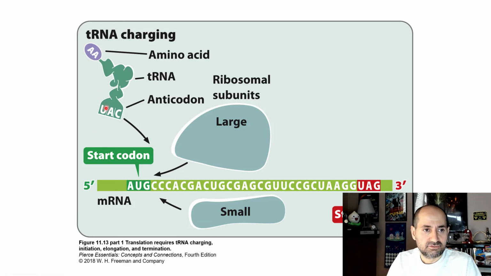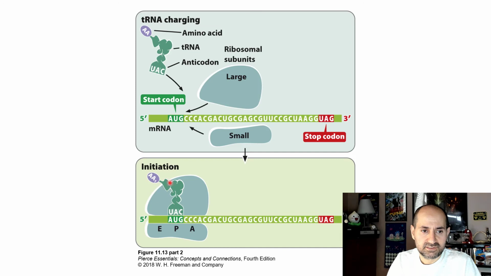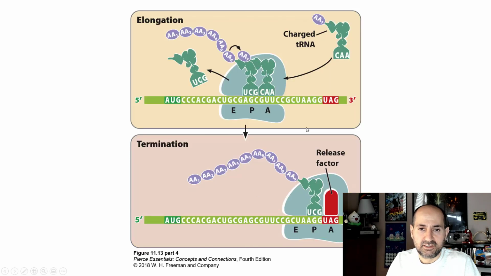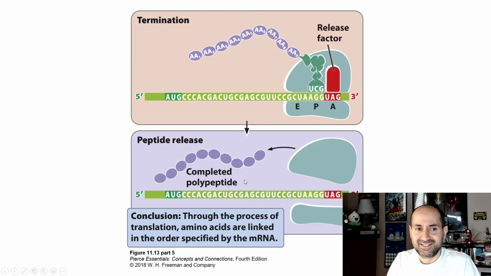So again, you have this process over again. You have charging of individual tRNA by aminoacyl synthetase. You have the start codon, the small subunit binds along with IF3 and the start fMet tRNA, and the large subunit binds after the start tRNA binds. This is initiation of translation. Then you have elongation, where charged tRNA enter the A site, uncharged tRNA exit the E site, and peptidyl transferase activity, aka peptide bond formation, occurs in the P site. Eventually, you encounter a stop codon, in which case release factor binds, dissociation occurs, and the peptide is released.